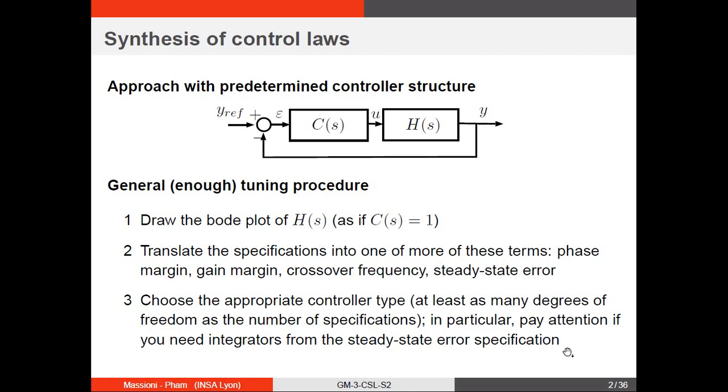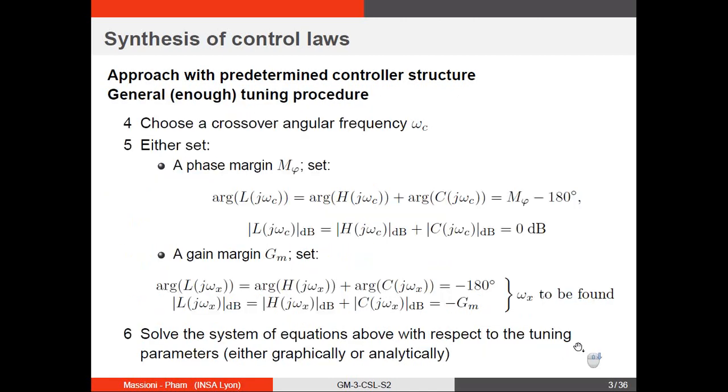Okay, if you have a P controller, proportional controller, only 1 degree of freedom. So you can basically set only one specification. If you have more specifications, well, you need extra degrees of freedom, so you might need a PD or PID. Each term brings another degree of freedom, another parameter that you need to tune.